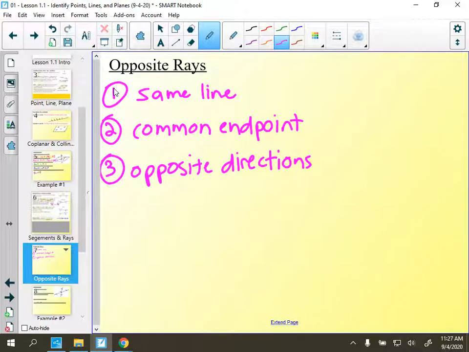But I can give you some illustrations here of examples that look like they could potentially be opposite rays, but actually aren't. So if I looked at maybe ray BA, there's ray BA starting here, and ray CD.